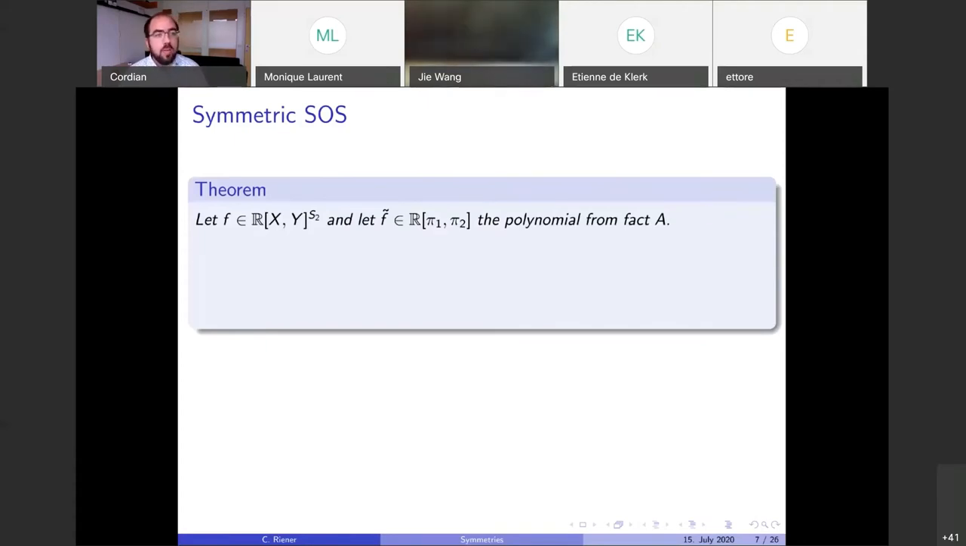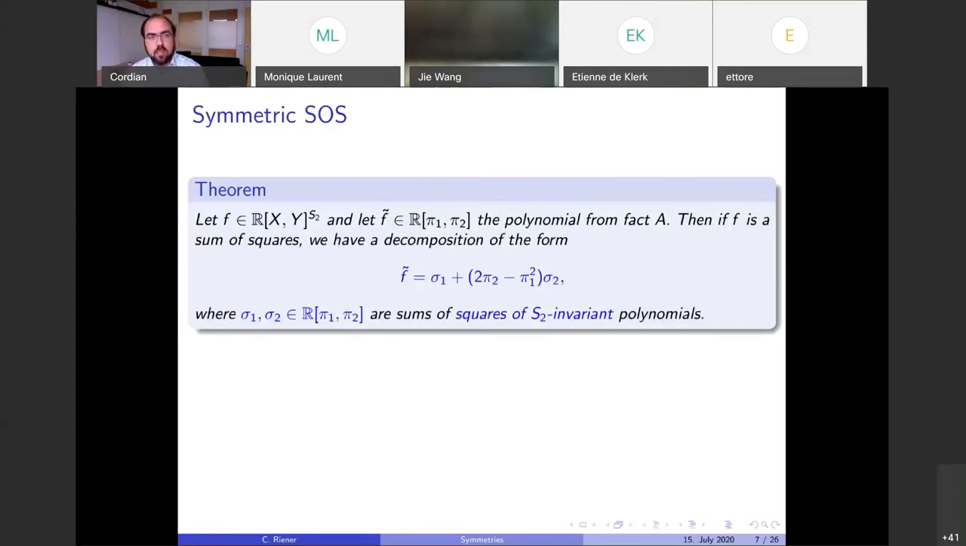If I have a polynomial f in x and y, and I look at its polynomial f tilde in the P1 and P2 that I get from fact number A, then f is a sum of squares if and only if we have a decomposition of the form f tilde equals sigma 1 plus pi 2 minus pi 1 squared, so this is exactly the expression of (x minus y) squared in pi 1 and pi 2, times sigma 2, where sigma 1 and sigma 2 are polynomials that are invariant. So they live in the ring generated by pi 1 and pi 2, but they are in fact sums of squares of elements in this ring. So they are sums of squares of S2 invariant polynomials. Okay.